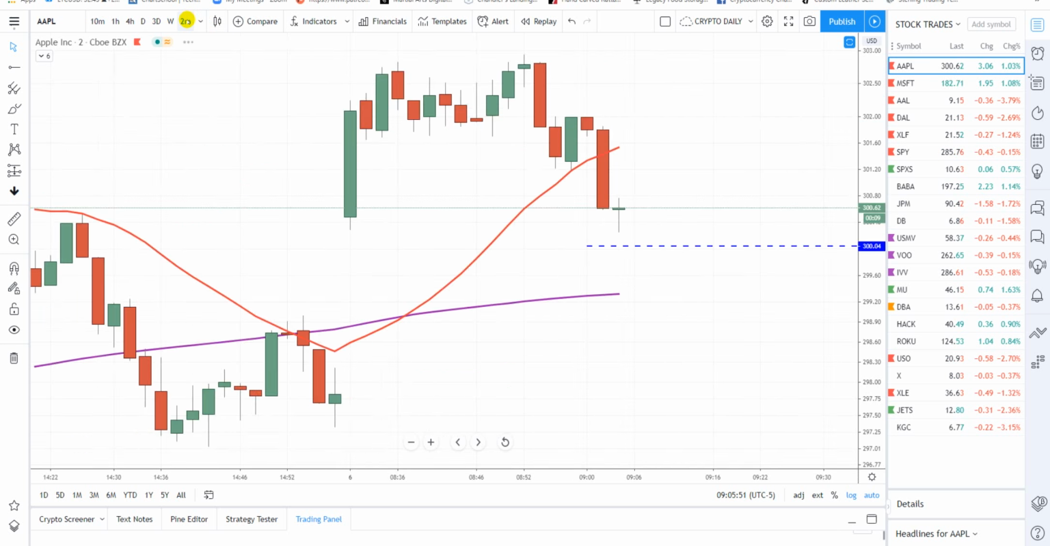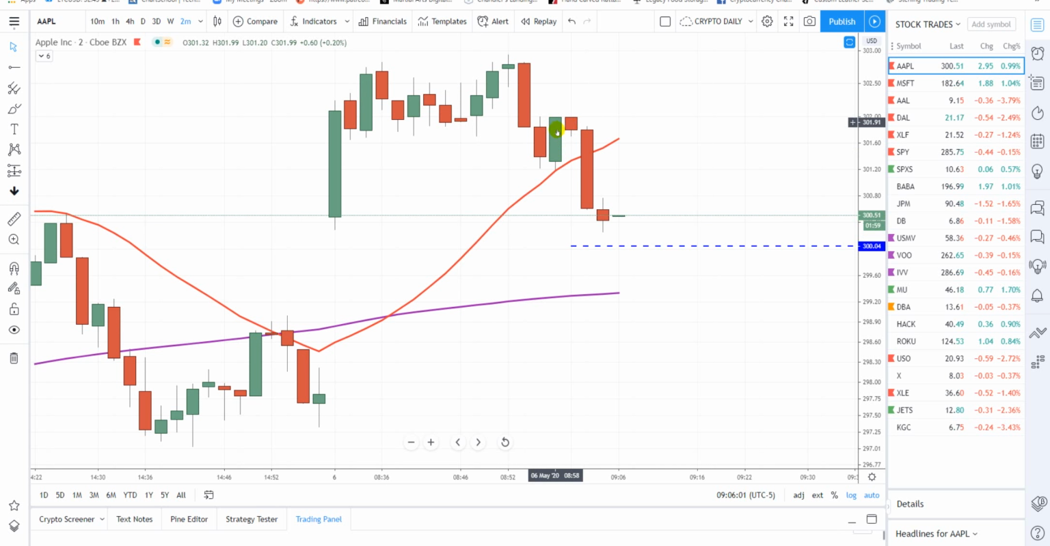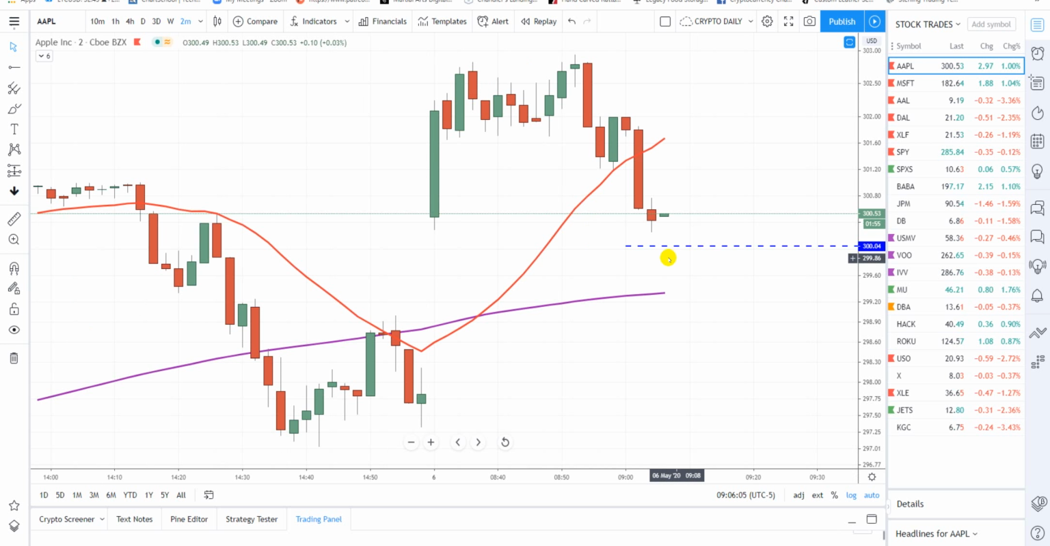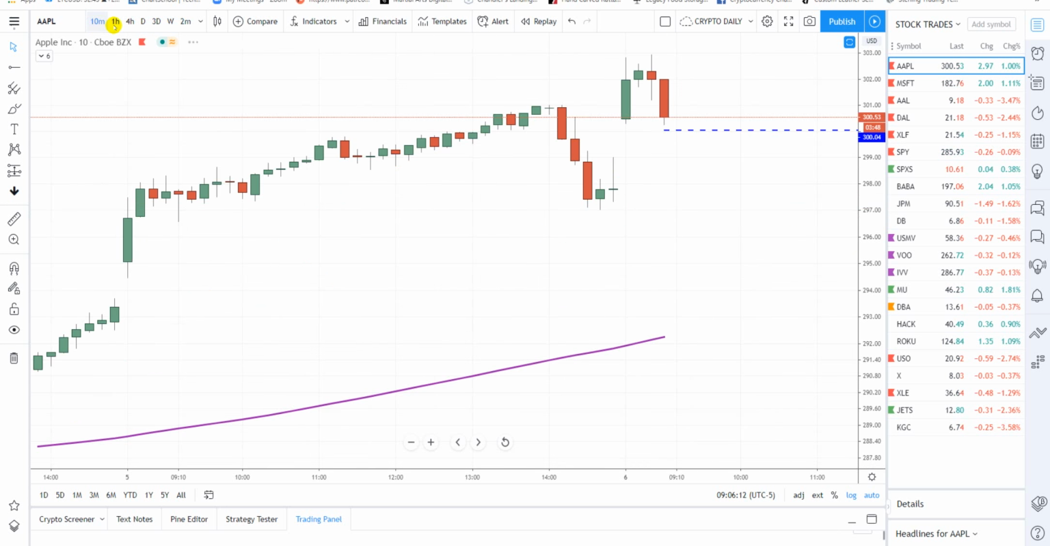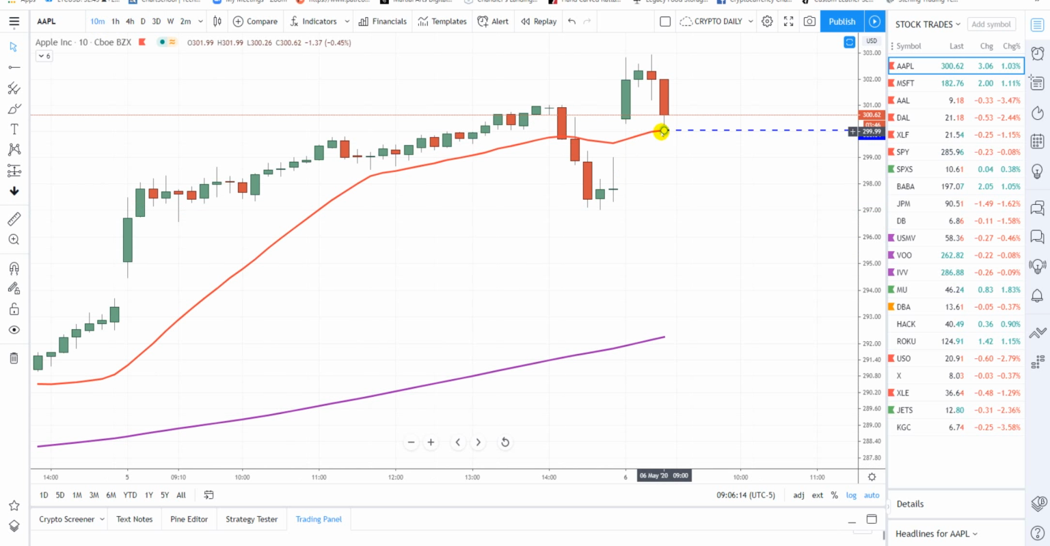This is what it looks like on the 2-minute chart. This little double top area here, potential reversal candle, reversed, little pause candle, no follow through, rolled over. And now where this blue dashed line is, that's about lined up with the 20 simple moving average over here on the 10 minutes.